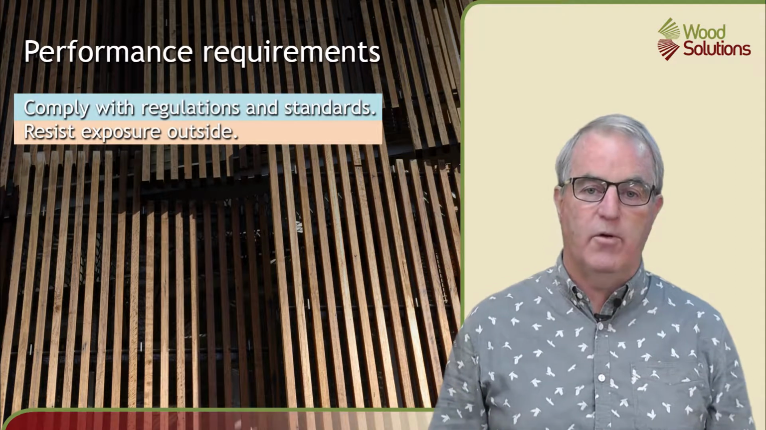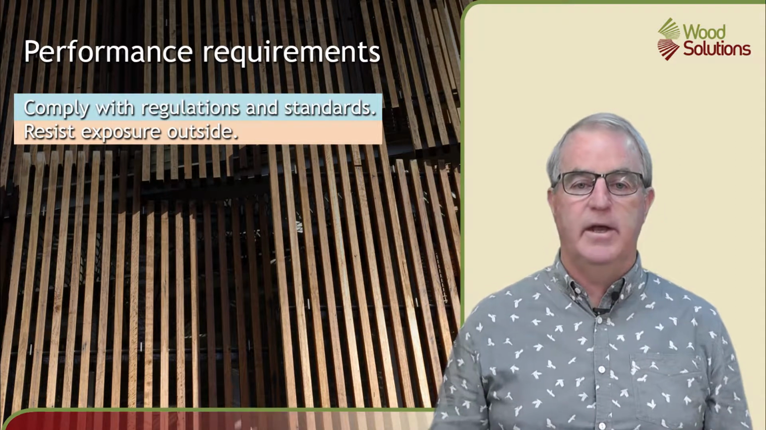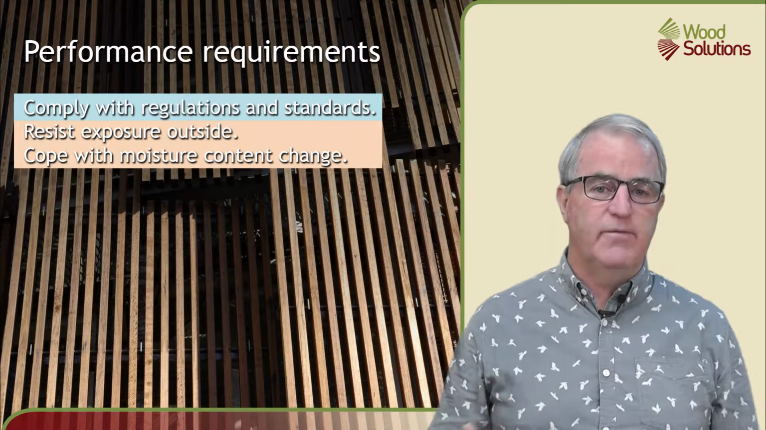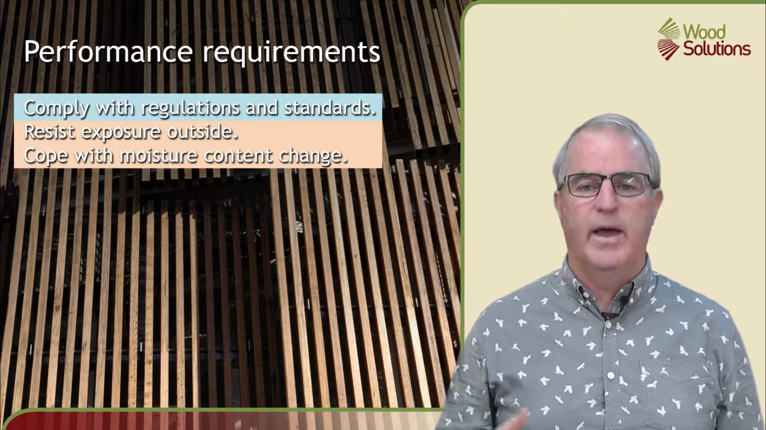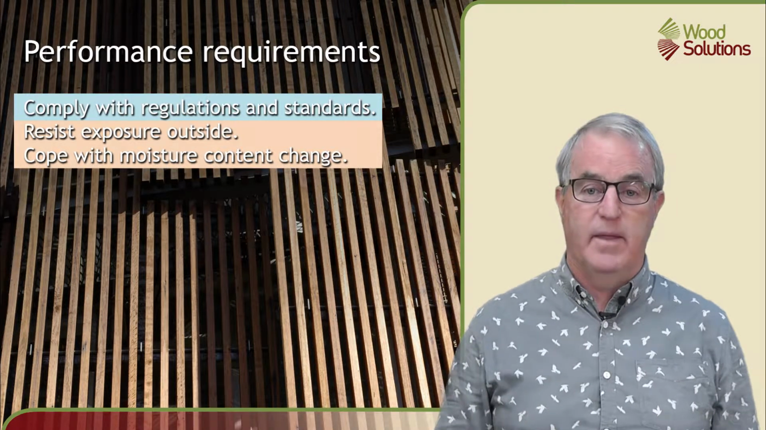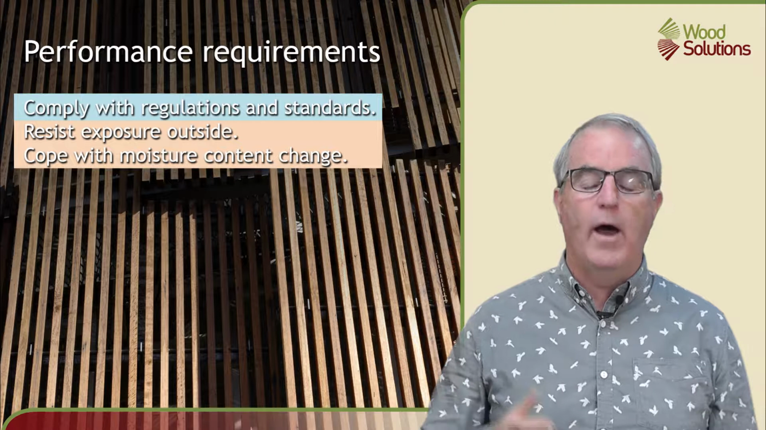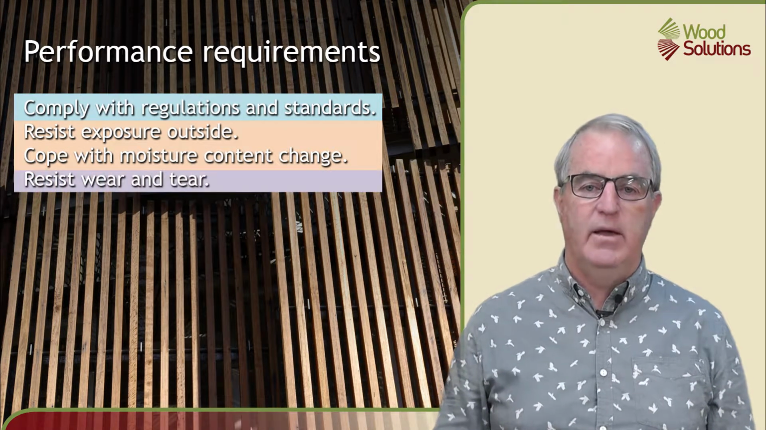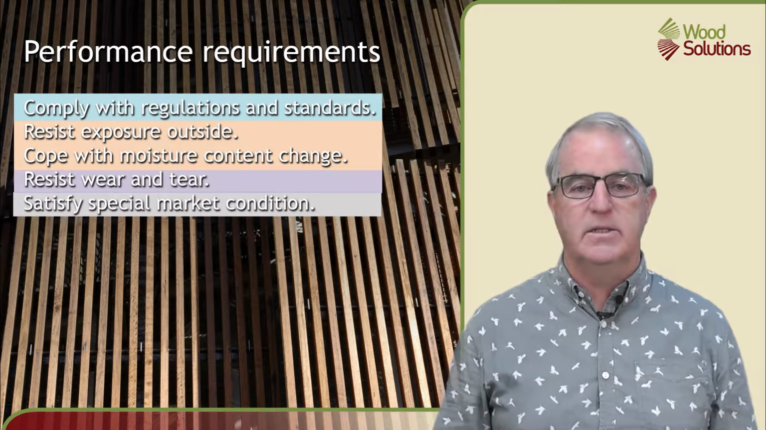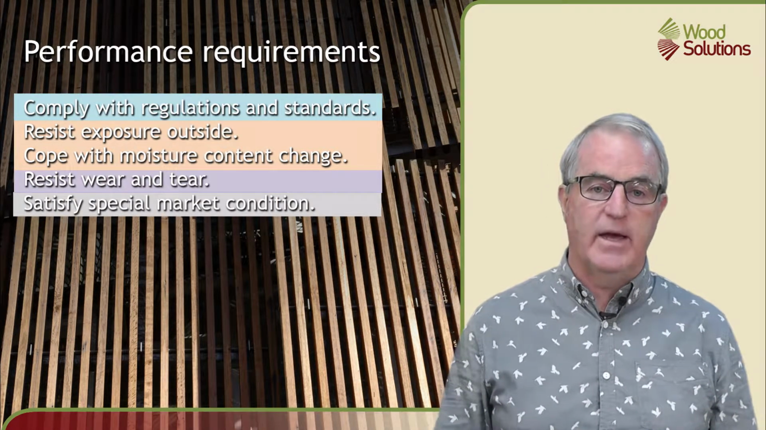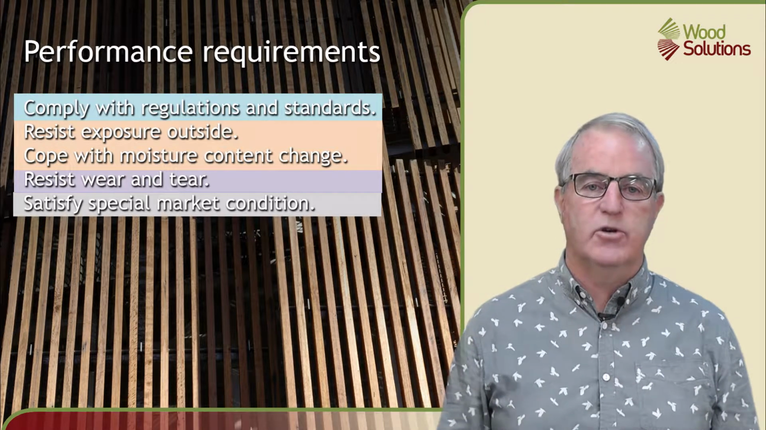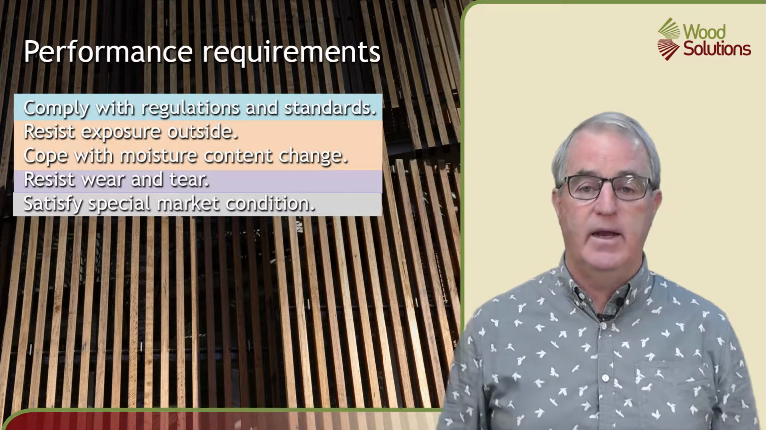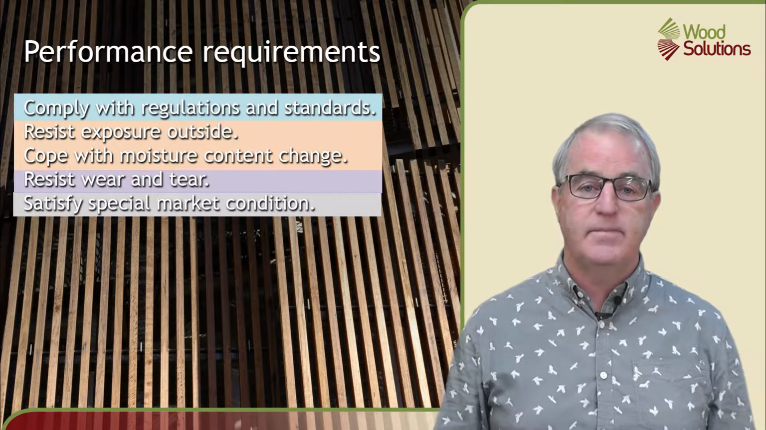The next two performance requirements, resistance to exposure outside and coping with moisture content change, can be grouped. While they are quite different, they have a lot in common because they deal with the way timber interacts with water. These interactions lead to a wide range of problems for businesses. The last two, resistance to wear and tear and satisfying special market conditions, are both important for specific applications but are relatively easy to address if due care is taken. Each of these will be discussed in greater detail in other videos in this course.